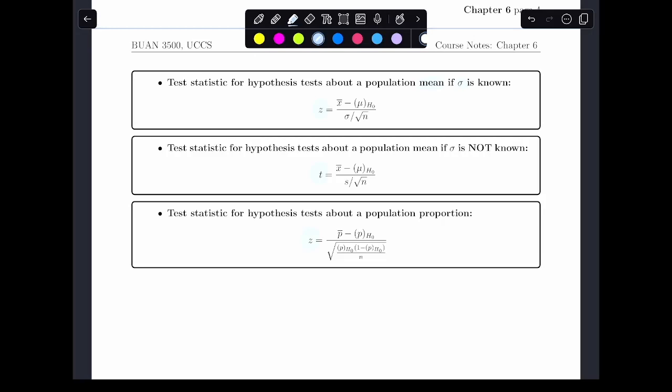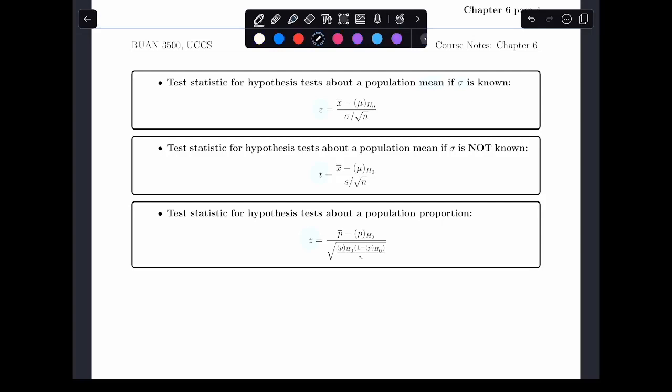And where these come from, we're not going into all of the details of those. Those are things you've seen before in statistics classes, where you learned about the central limit theorem, all that good stuff. We're just going to see how we use these things.